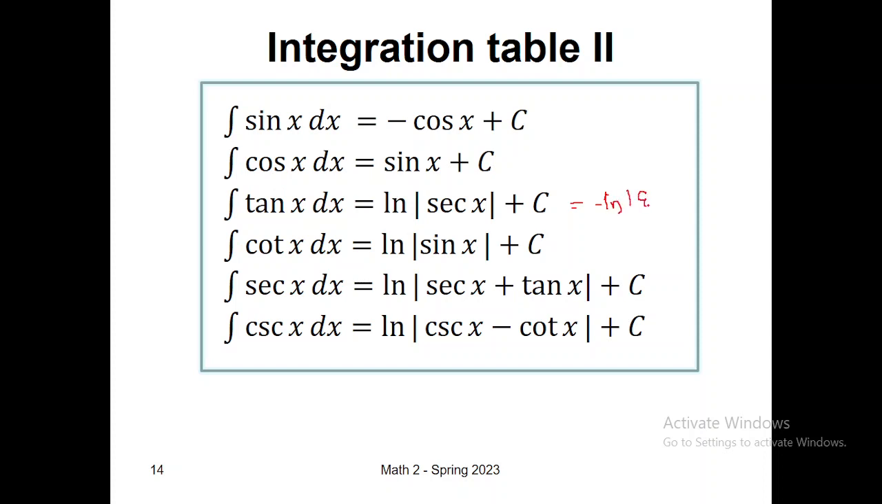And you can check that this result is correct by differentiating the right hand side. The integration of cot x equals ln sin x. The integration of sec x, which appeared before in the problem. Integration of sec x equals ln sec x plus tan x. Integration of cosec x equals ln cosec x minus cot x. We have to memorize this integration of the basic functions.